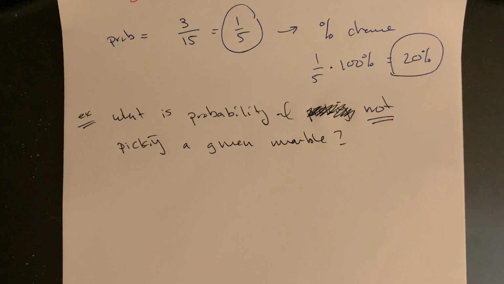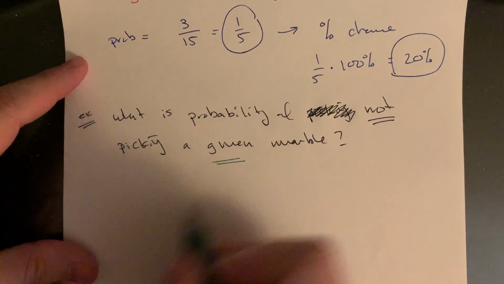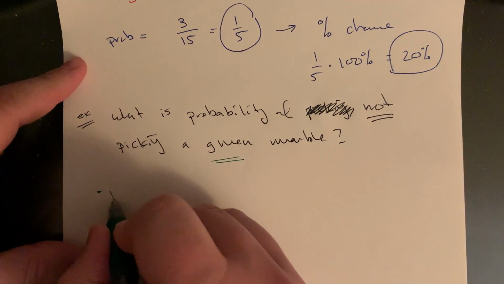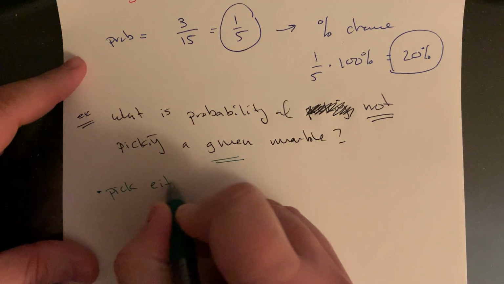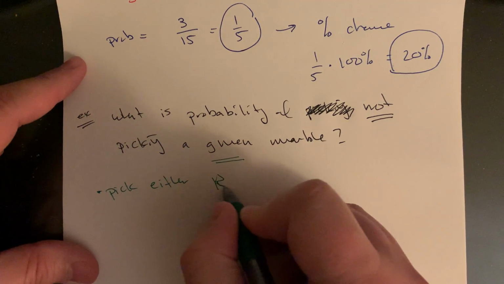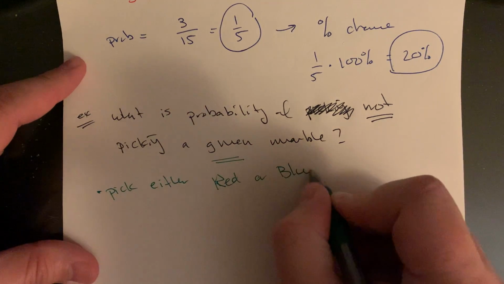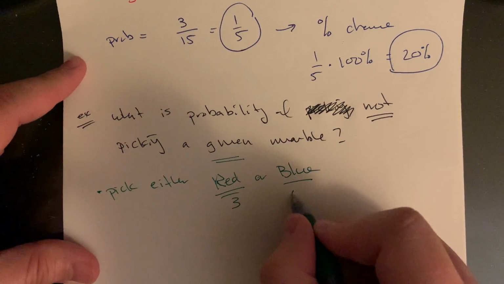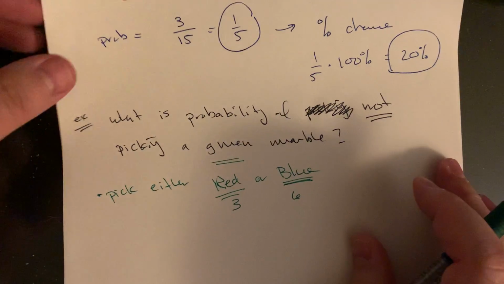You can obviously ask about the probability of picking a red versus picking a green versus picking a blue. You can imagine green and blue are just going to be 6/15 and 6/15 respectively. We can ask this a little bit differently. What's the probability of not picking a particular color? So, not picking a green. How do I not pick a green? That would mean I would need to have picked either red or blue. There were 3 reds and there were 6 blues.